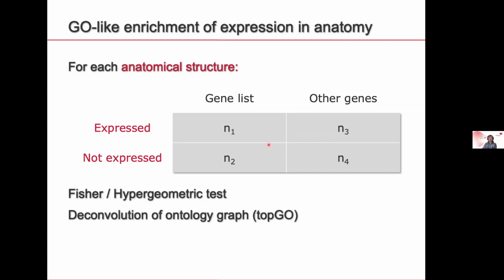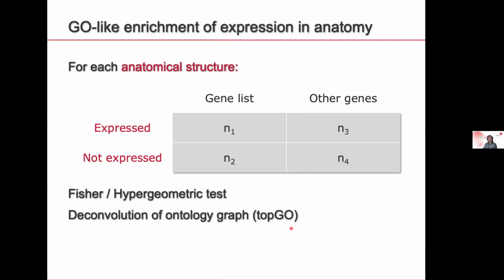So we have basically modified the TopGO package, which is a package for gene ontology enrichment, so that instead of using the gene ontology as an ontology, it uses Uberon as an ontology, and instead of using annotation of genes to gene ontology terms, it uses expression of genes in anatomical terms.